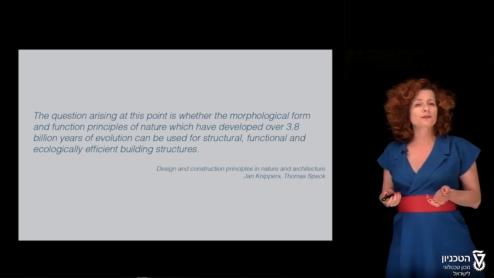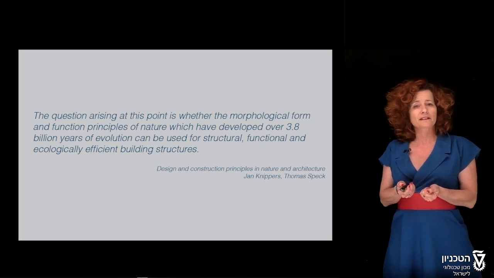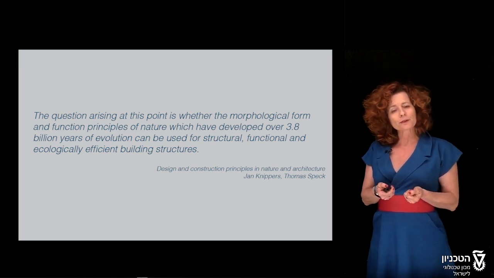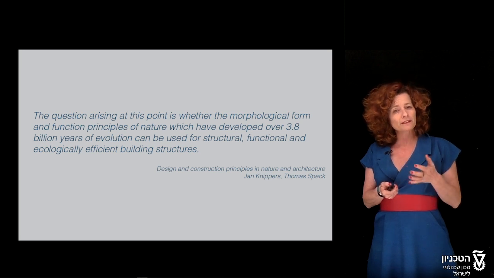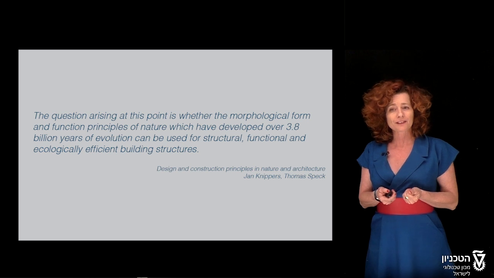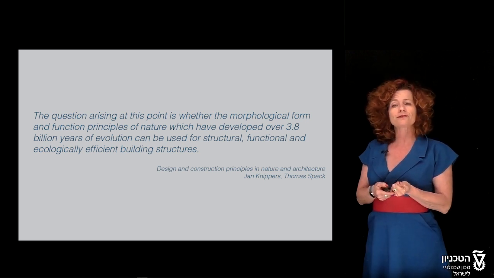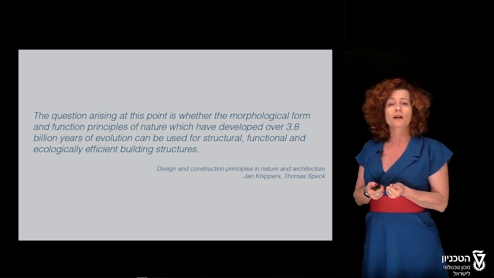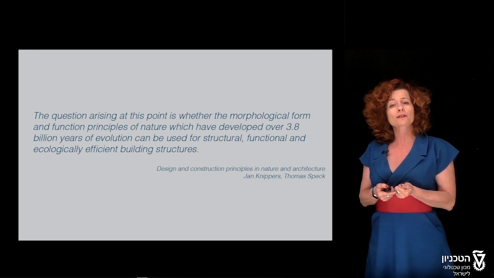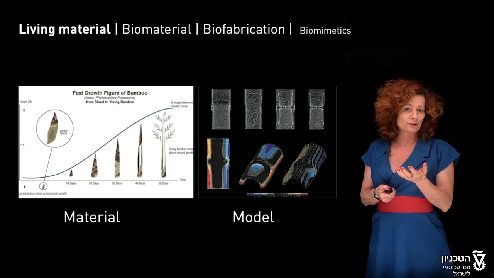The benefit of using the actual biological material or engine is clear as the source for biofabrication. But we can also use it in a more indirect way to use nature's wisdom and efficiency. The question arising at this point is whether the morphological form and function principles of nature, which have developed over 3.8 billion years of evolution, can be used for structural, functional, and ecologically efficient building structures. Well, this is actually biomimetics.